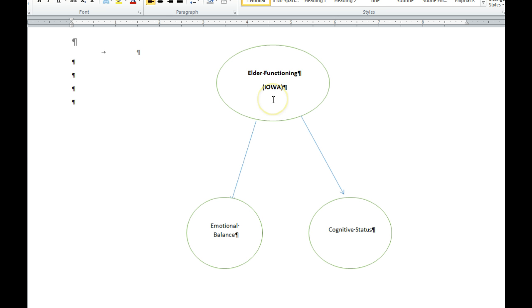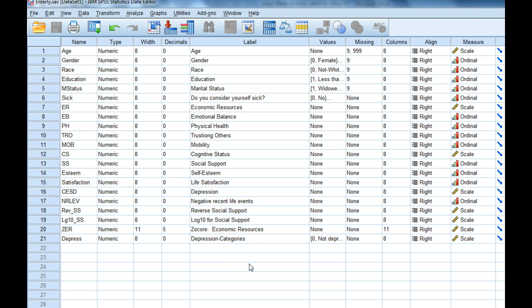So you've got elder functioning, which is a larger dimension, and then you've got, in this case, 2 smaller dimensions, which are represented, operationalized by 2 subscales on the larger measure. So there is both a conceptual dependency, where these 2 subscales or 2 smaller dimensions are dimensions of elder functioning, but also empirically, you've got one multidimensional measure for which these 2 subscales have been taken out of that larger measure. So you'll see that I've opened the data set, the elderly data set.